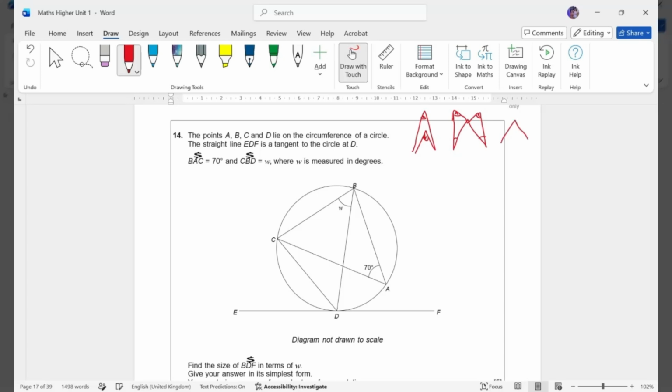We looked at isosceles triangles within circles, right? We said if that was the center of the circle there, then we had to sort of look. I mean, it's dreadful, isn't it? And we did things like that.